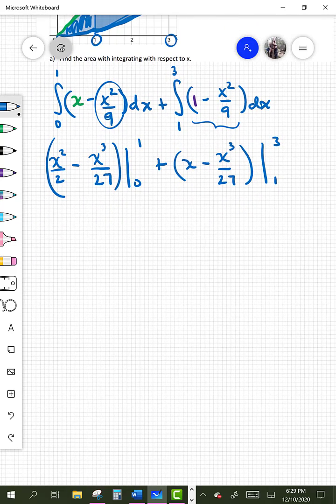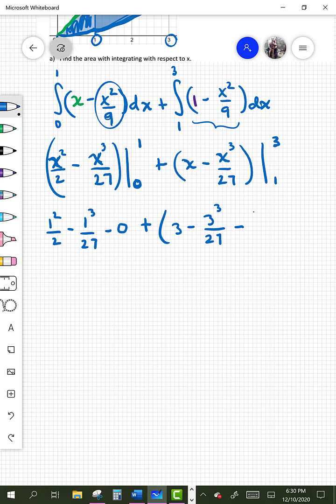So plugging in the upper bound first, plugging in 1 wherever we see an x, we have 1 squared over 2 minus 1 cubed over 27 minus, now plugging in 0 wherever we see an x here is just going to give us back 0. Plus, now we're going to plug in 3 wherever we see an x, so we get 3 minus 3 cubed all over 27, minus this whole quantity, now plugging in 1. So we get 1 minus 1 cubed all over 27.